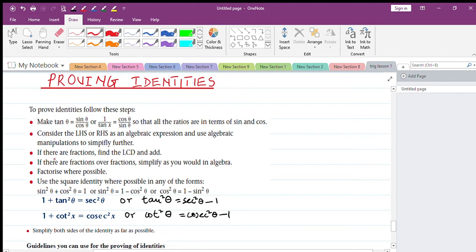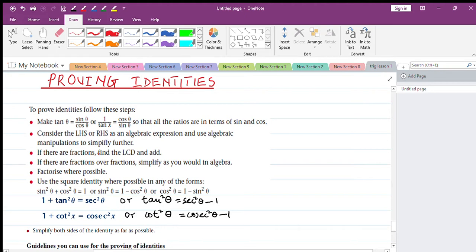Now I have the guidelines that we need to use to do this, bulleted here. Number one is change tan to sine over cos, or 1 over tan to cos over sine, and this can also be written as cot x is equal to cos x over sine x. As I said, you consider the left hand side or the right hand side. The first thing you have to choose is whether you are simplifying the left hand side or the right hand side. How do you choose which one to simplify? You always look at the most complicated side and then you choose that side and simplify.